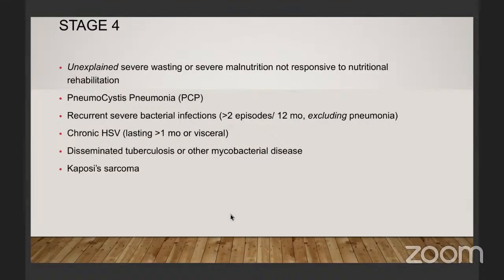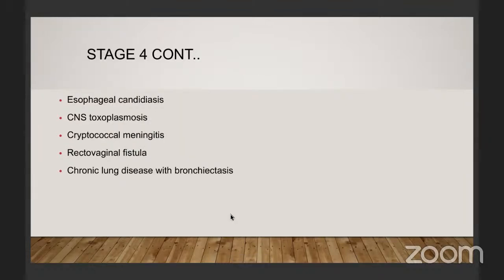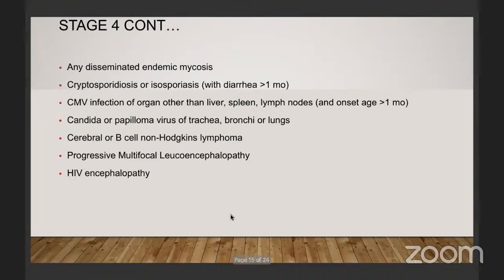Coming to stage 4, they can present with unexplained severe wasting or severe malnutrition not responding to nutritional rehabilitation, pneumocystis pneumonia, recurrent severe bacterial infections greater than 2 episodes in 12 months, chronic herpes simplex virus lasting for greater than 1 month, disseminated TB or other mycobacterial disease, Kaposi sarcoma, esophageal candidiasis, central nervous system toxoplasmosis, cryptococcal meningitis, rectovaginal fistula, chronic lung disease with bronchiectasis.